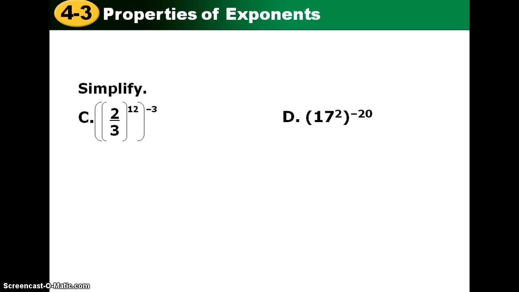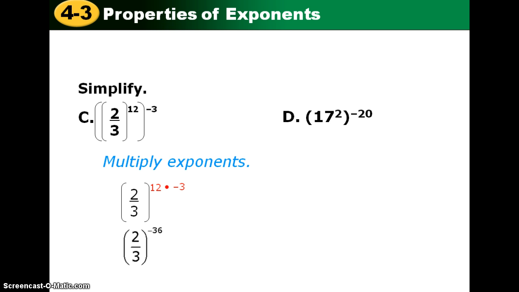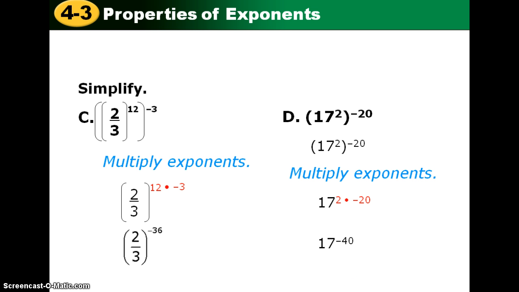If it's a fraction, it's still going to remain a fraction, 2/3, but we'd multiply 12 times negative 3, so it'd be 2/3 to the negative 36th power. And 17 to the 2nd to the negative 20th would be 17 to the negative 40th power.